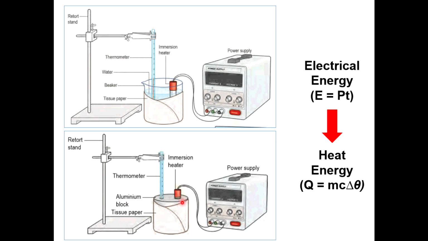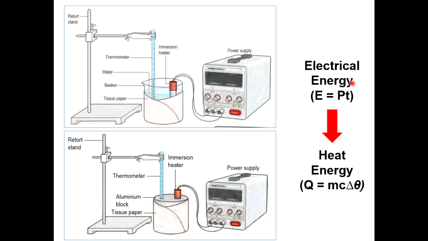If we want to calculate the specific heat capacity, we must know about this. So the changes of energy: when we use the immersion heater, the energy changes from electrical energy to heat energy. So we must know the formula of electrical energy. In this case, we are using E, electrical energy, equals power P times time. Power P is the power of the immersion heater. Normally in the physics lab, we use a 50 watt immersion heater. So power times time is the formula for electrical energy.